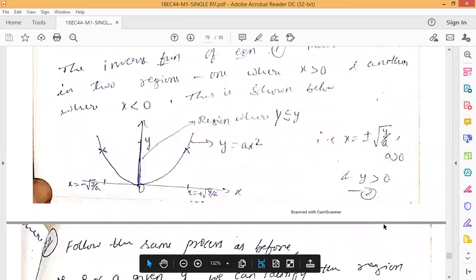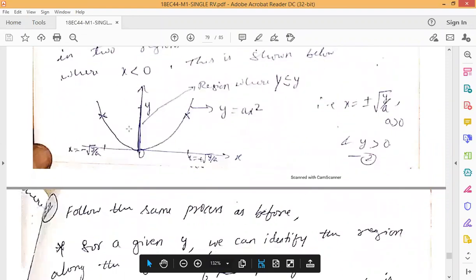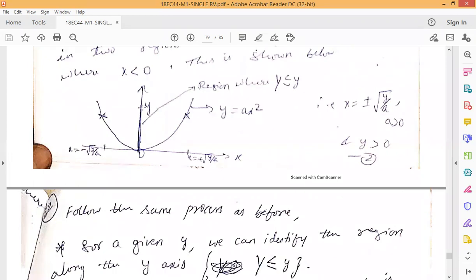For this also, when you plot this, for the given value of y, we'll be able to identify the region along the y-axis for y less than or equal to y, and for the same values of y, we'll be able to identify the region along the x-axis, for x between minus root of y by a up to x equal to plus root of y by a.